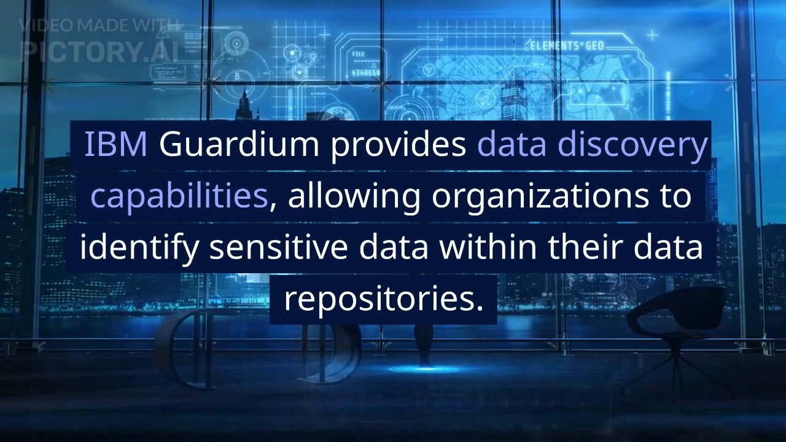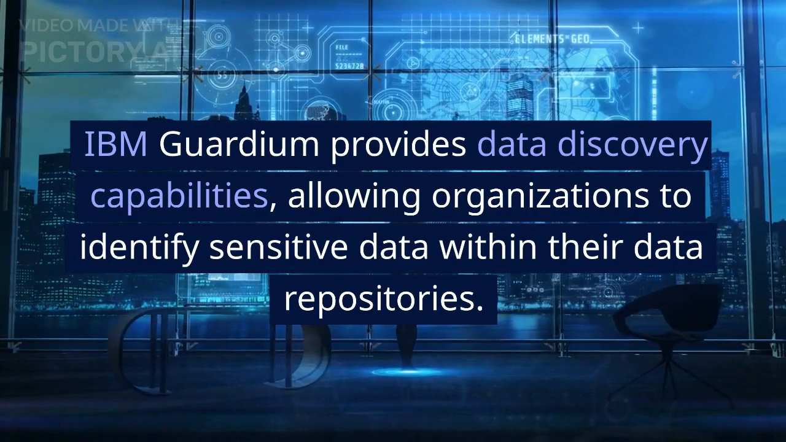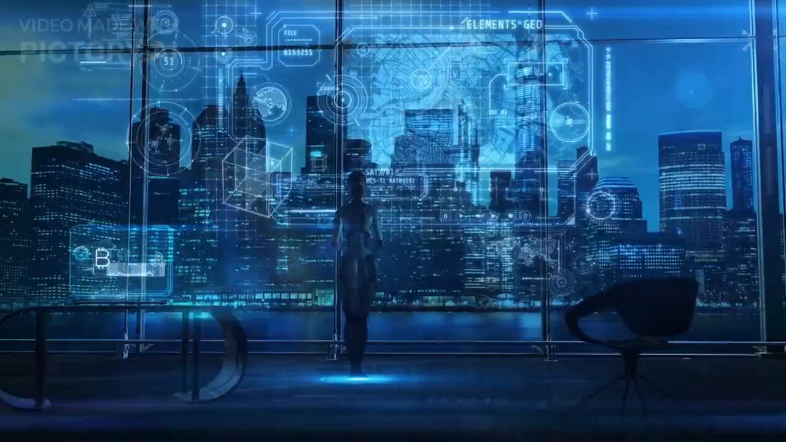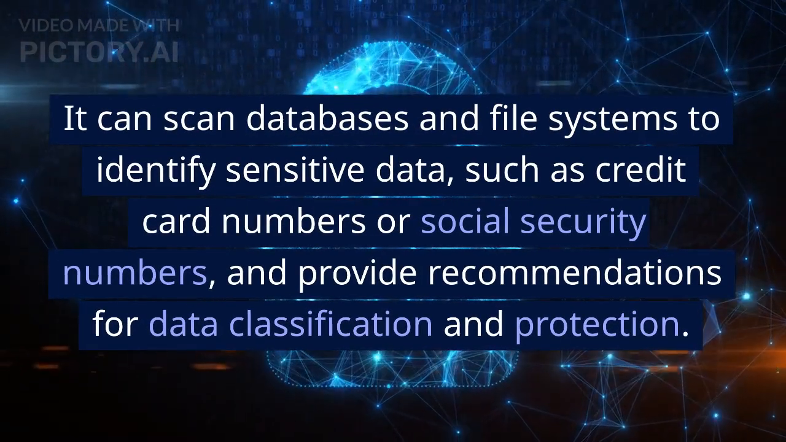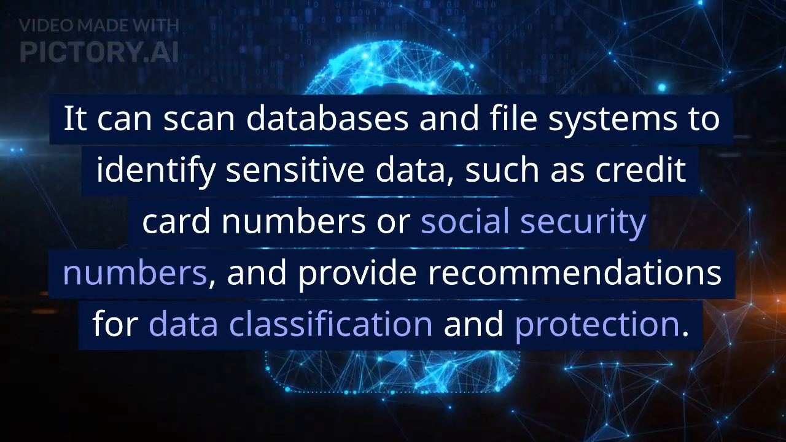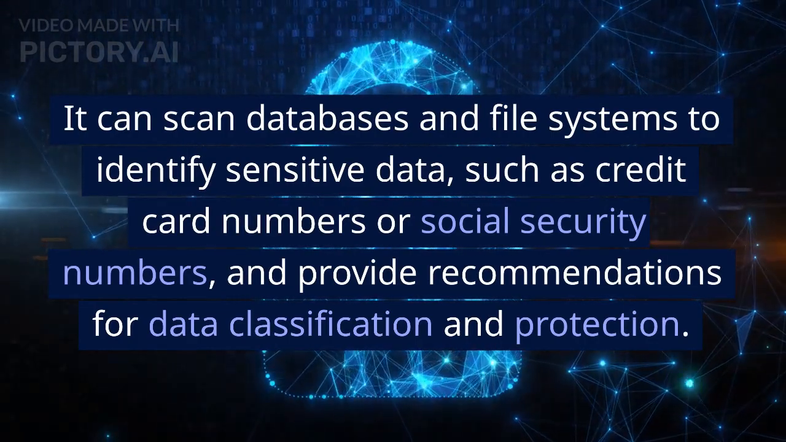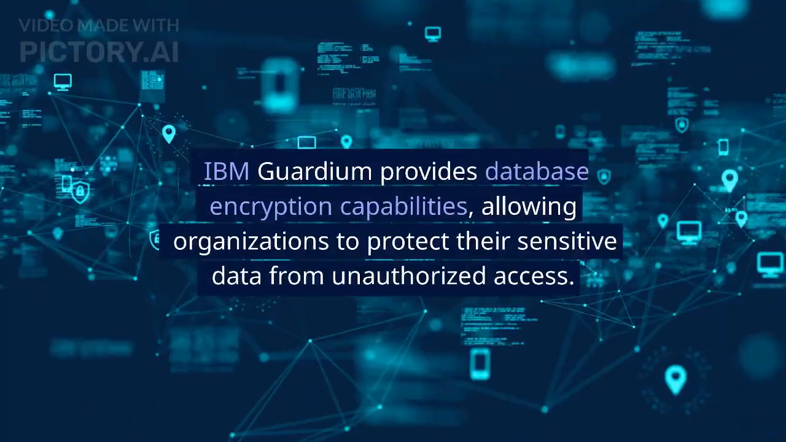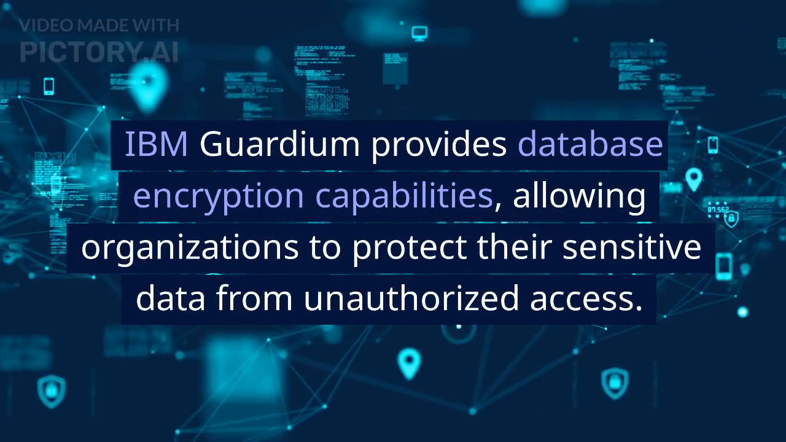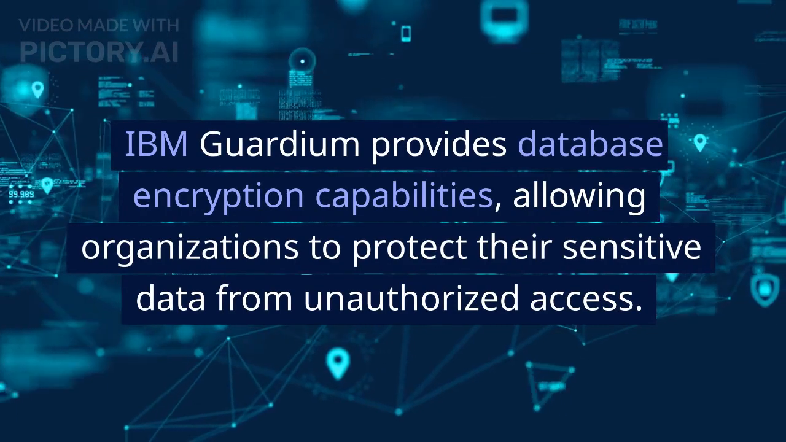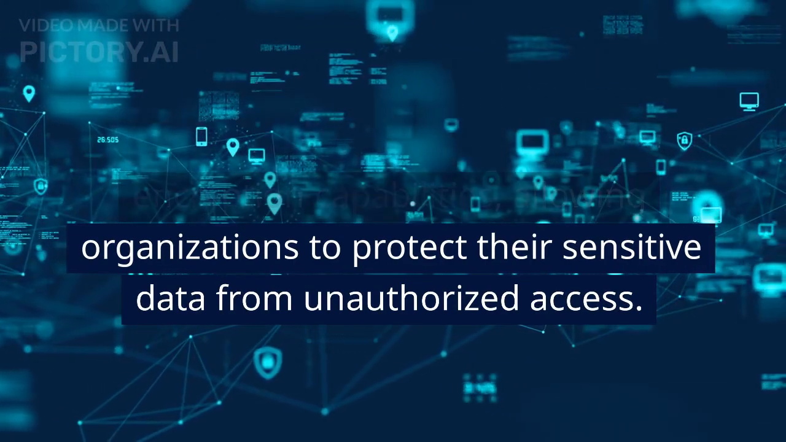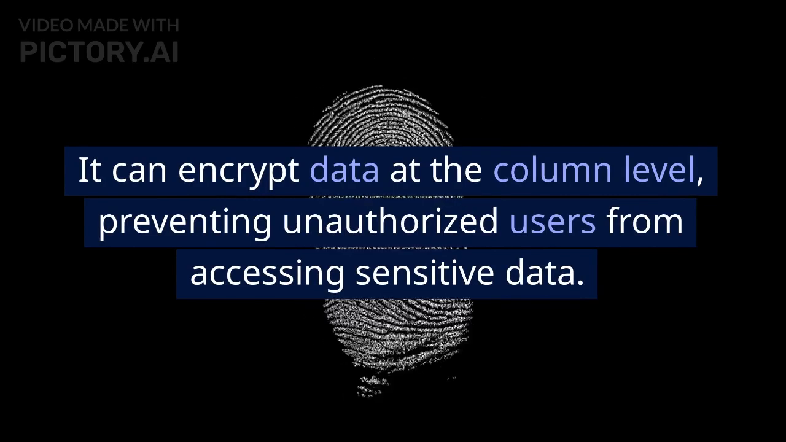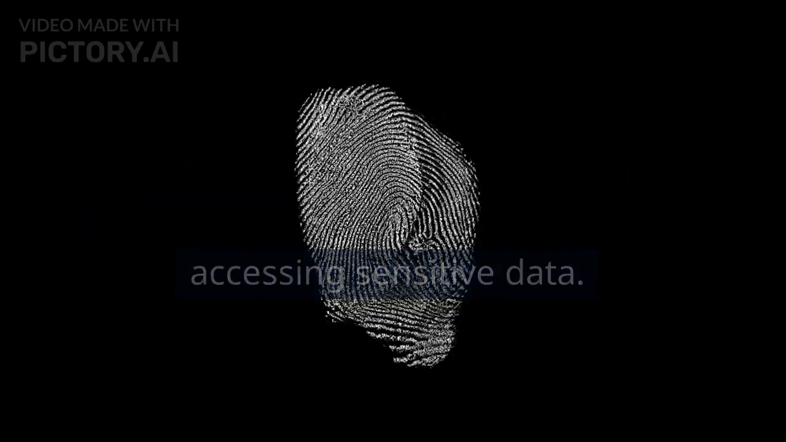IBM Guardium provides data discovery capabilities, allowing organizations to identify sensitive data within their data repositories. It can scan databases and file systems to identify sensitive data, such as credit card numbers or social security numbers, and provide recommendations for data classification and protection. IBM Guardium provides database encryption capabilities, allowing organizations to protect their sensitive data from unauthorized access. It can encrypt data at the column level, preventing unauthorized users from accessing sensitive data.